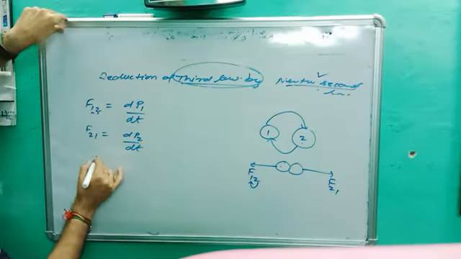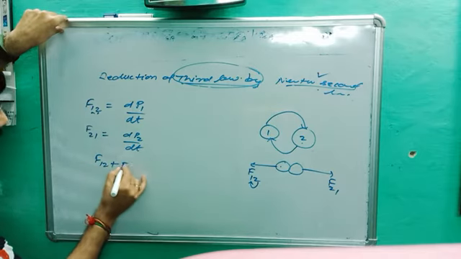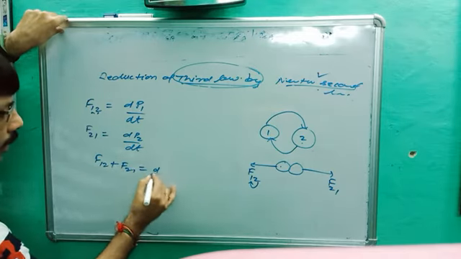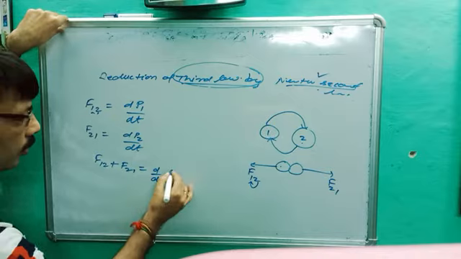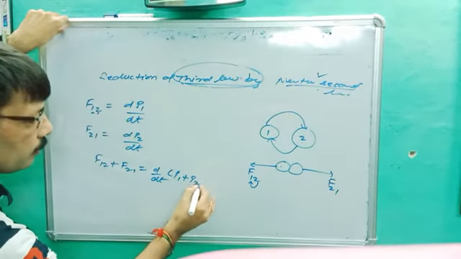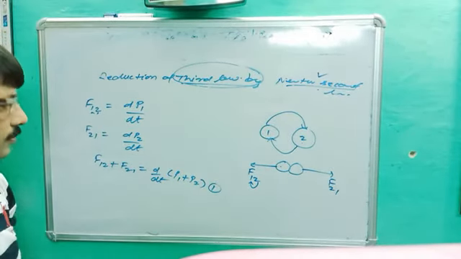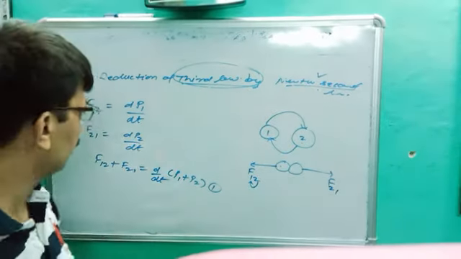We will add them. What do we get here? F12 plus F21 is equal to d upon dt, which is common, of P1 plus P2. This is equation number one. We will add the first and second equations.